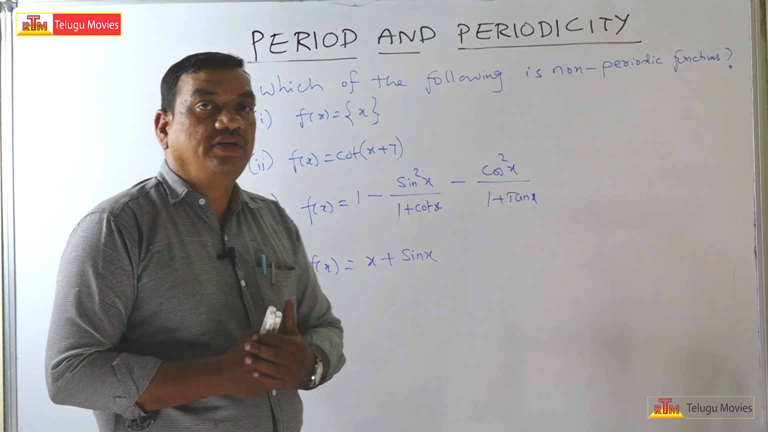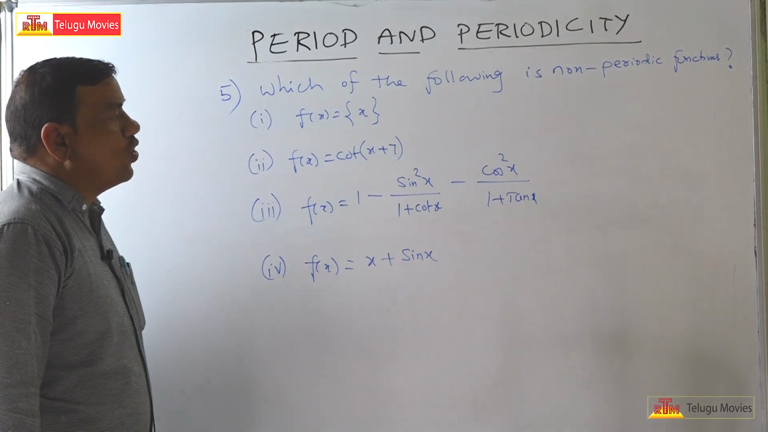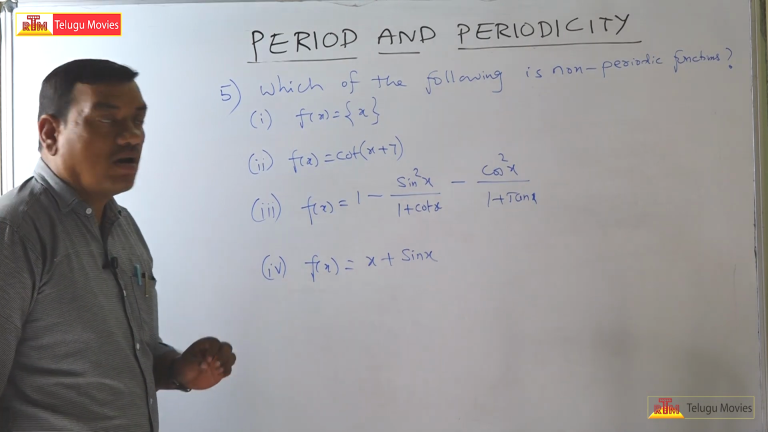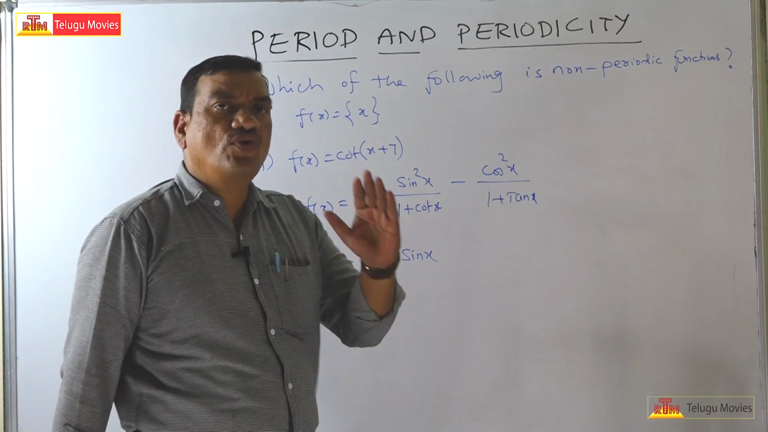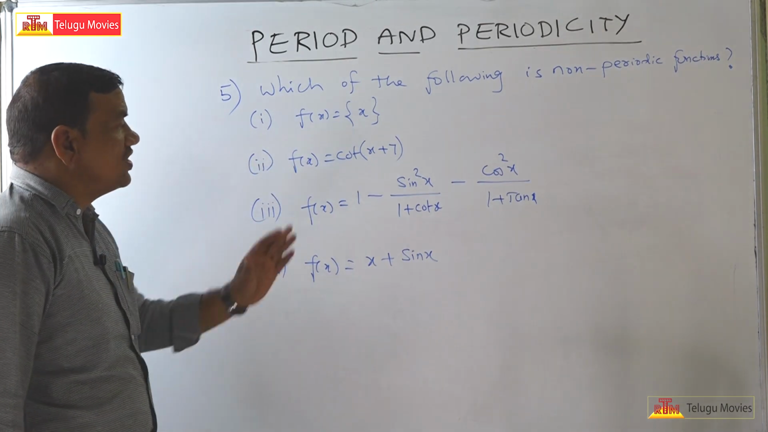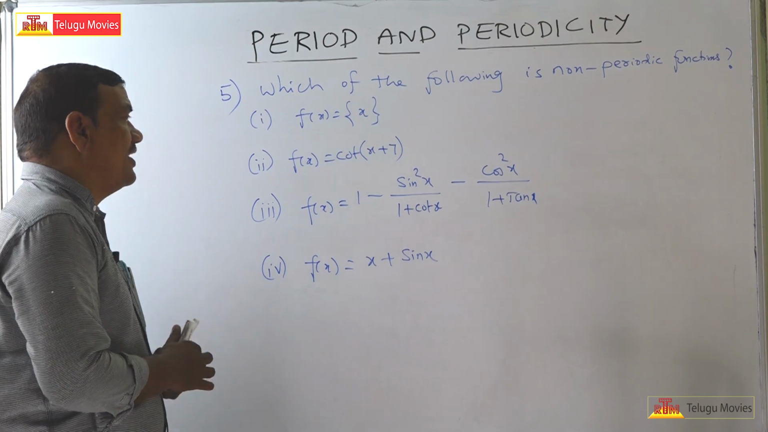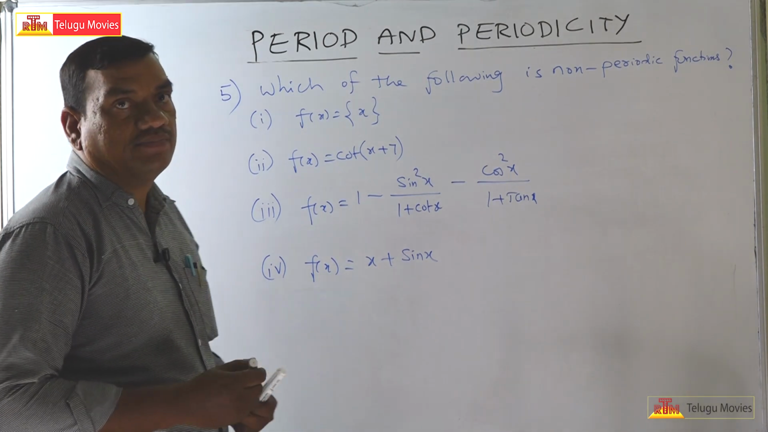Welcome to the next problem. Here one question is given: which of the following are non-periodic functions? Here 4 functions are given, 1, 2, 3, 4. Out of these 4 functions, which is periodic? Let us check one by one.